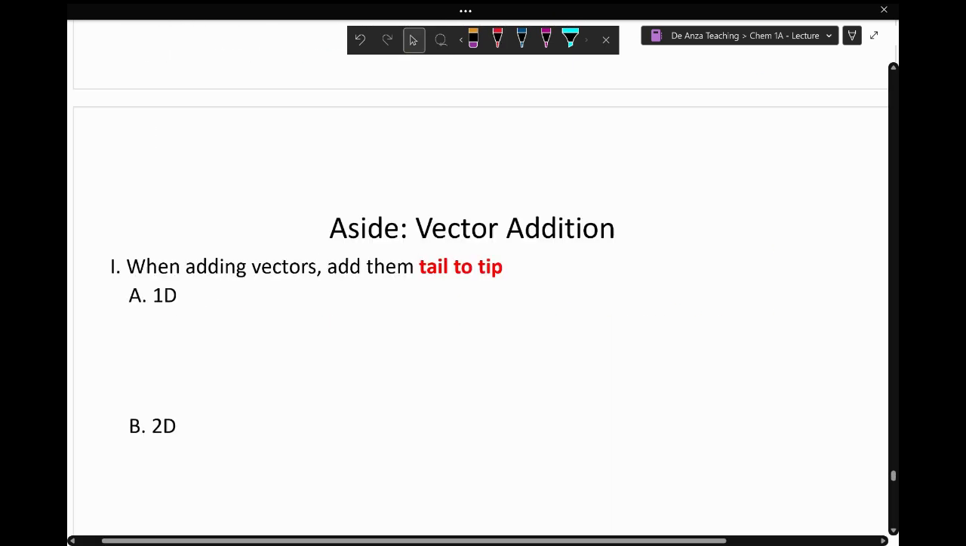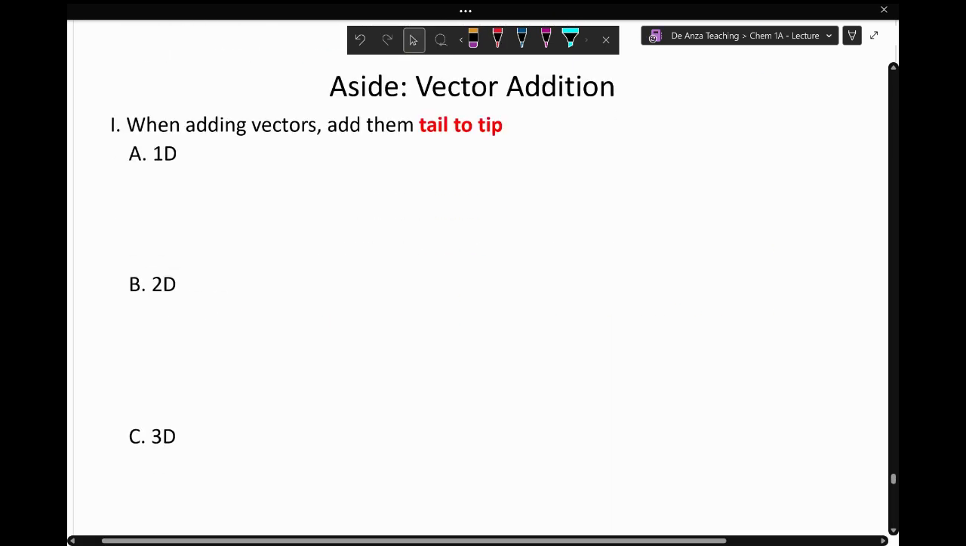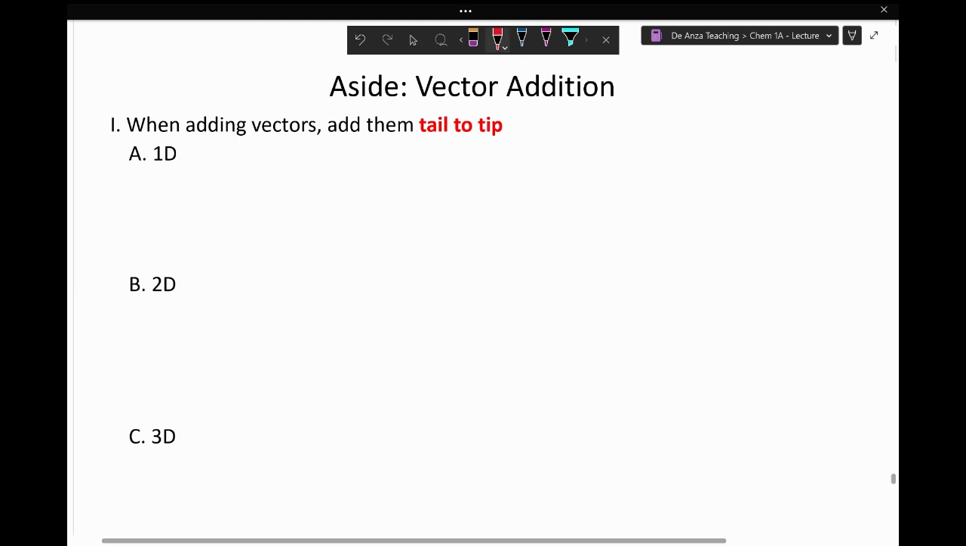And so we have this aside of vector addition. When you have something that's 1D, the way that that's added is tip to tail.